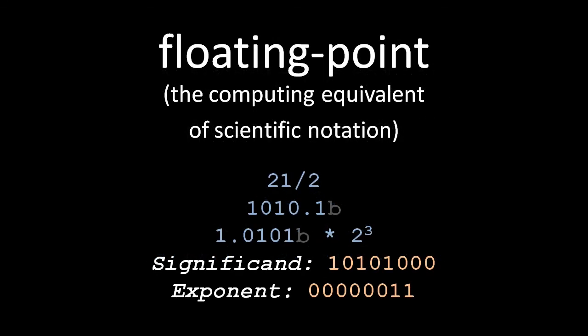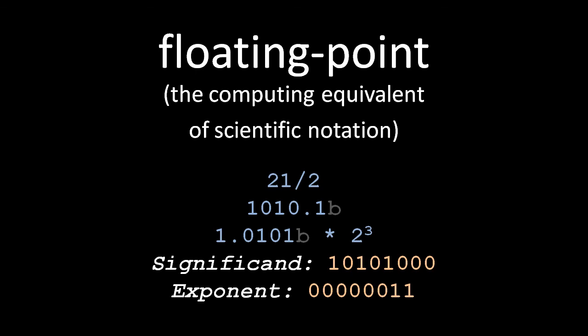In computing, we use an analog of scientific notation, which we call floating point. In floating point, we represent a rational number as a significand and an exponent, where the significand is represented in binary, and the exponent is the power to which we are raising 2. So let's say we wish to represent 21 over 2 in floating point. 21 over 2 expressed as binary in radix point is 1010.1. Expressed as a significand and an exponent, this becomes 1.0101 multiplied by 2 to the third.